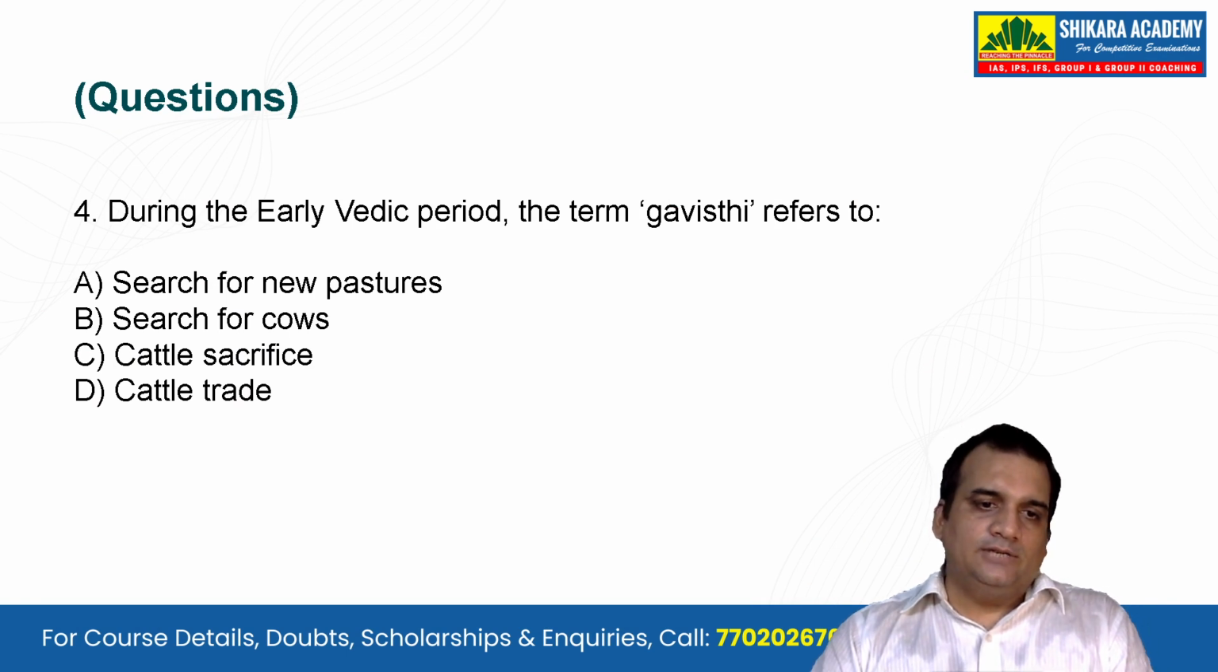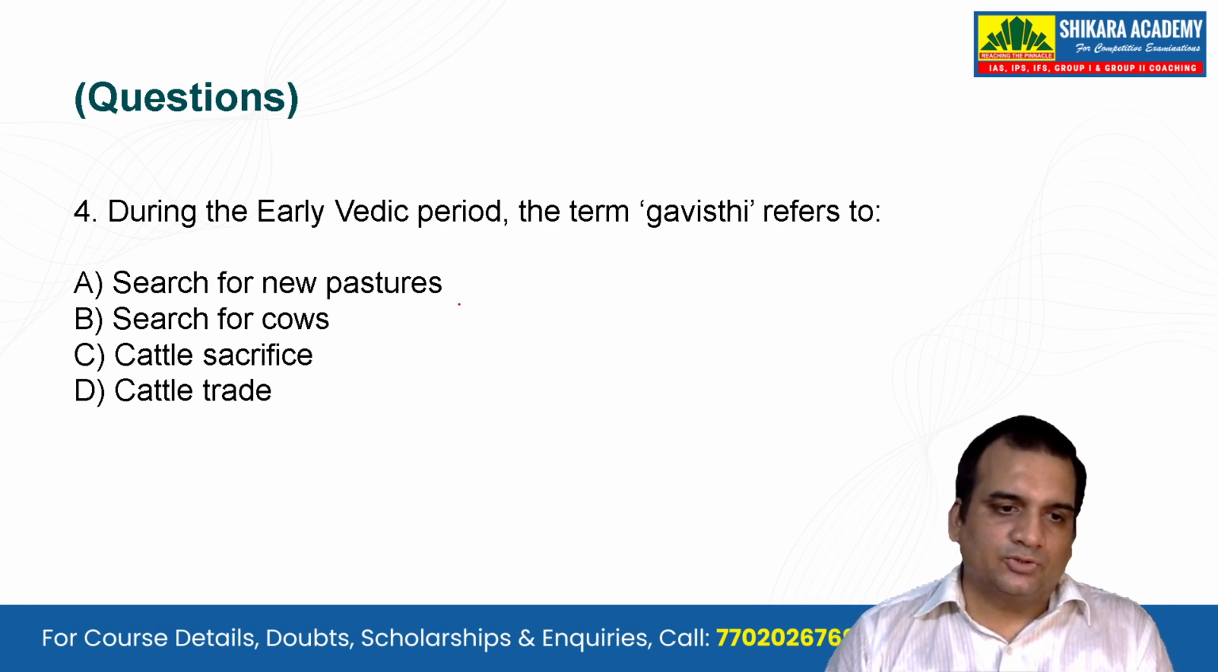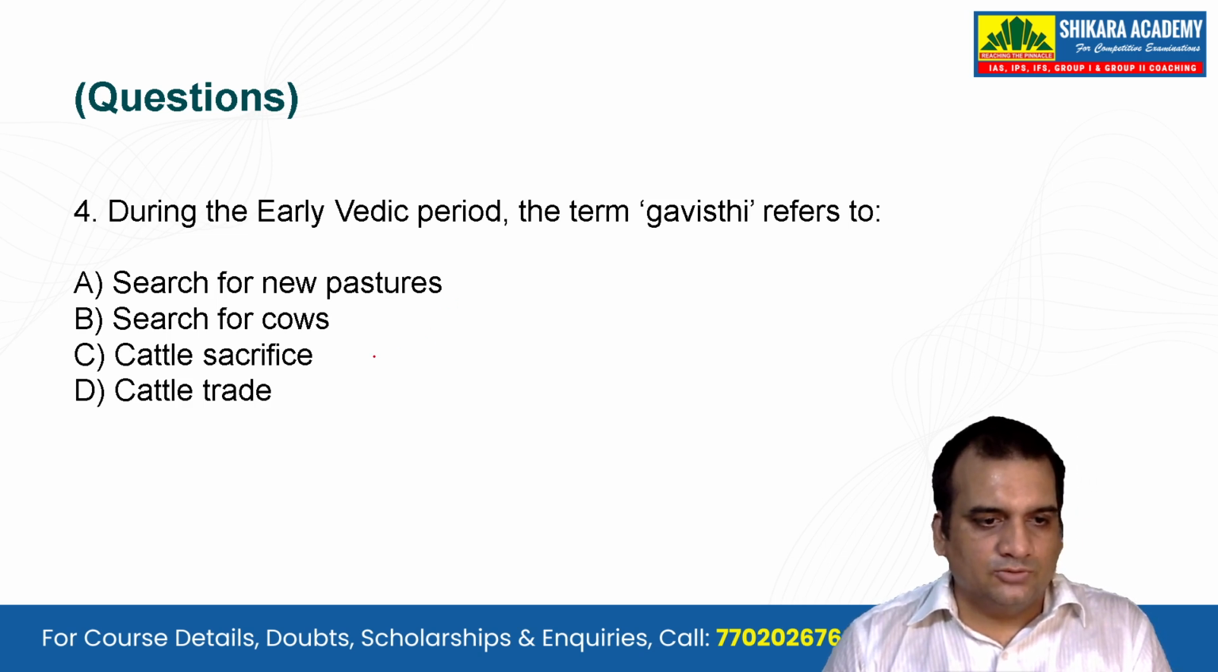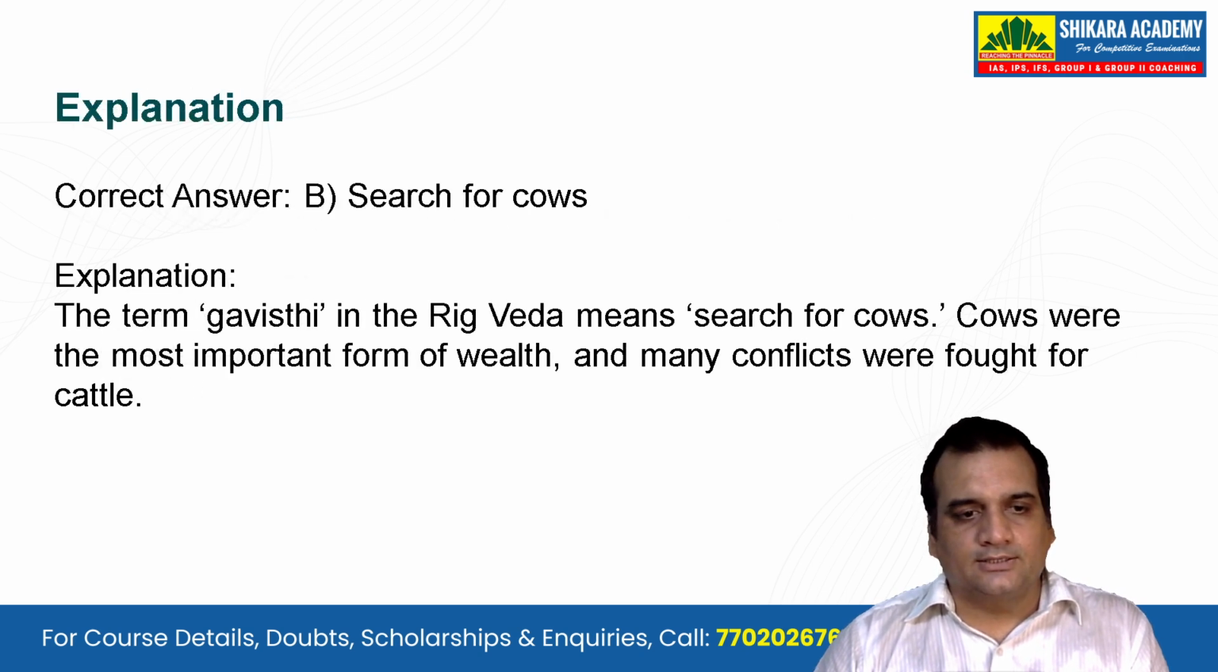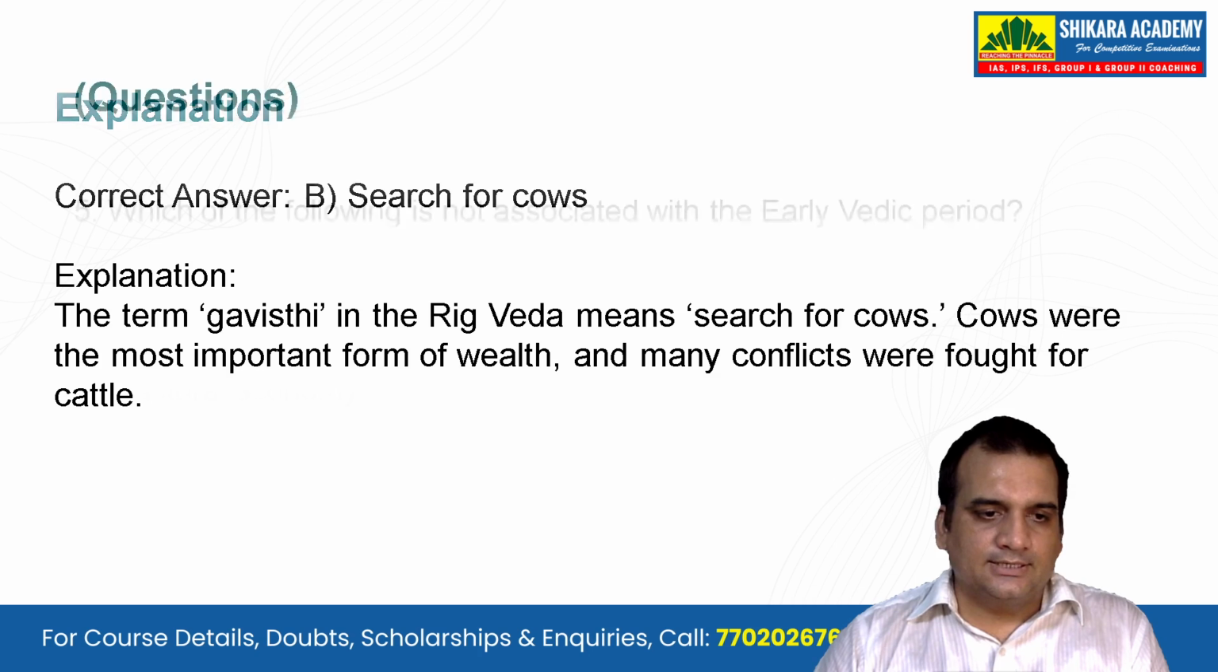Let's see, during the early Vedic period, the term Gavishti refers to what? Search for new pastures, search for cows, cattle sacrifices, cattle trade. Search for cows should be the correct answer here, and that is the correct answer.